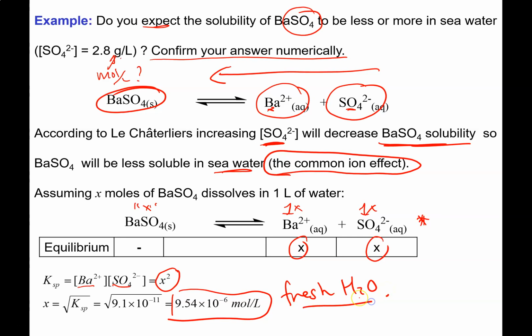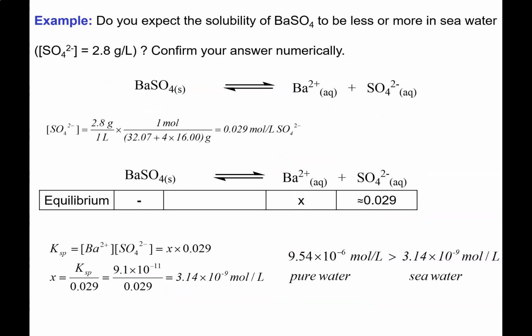Okay. Now what we're expecting is a smaller value in the salt water. So the first thing we're going to have to do is deal with this nasty 2.8 grams per liter. We need to turn it into moles per liter because we can only use Ksps when we're doing moles per liter. So 2.8 grams per liter, I need to turn my grams into moles. 1 mole of sulfate, we've got a sulfur and 4 oxygens there. So my 2.8 grams per liter equates to 0.029 moles per liter of the sulfate anion.